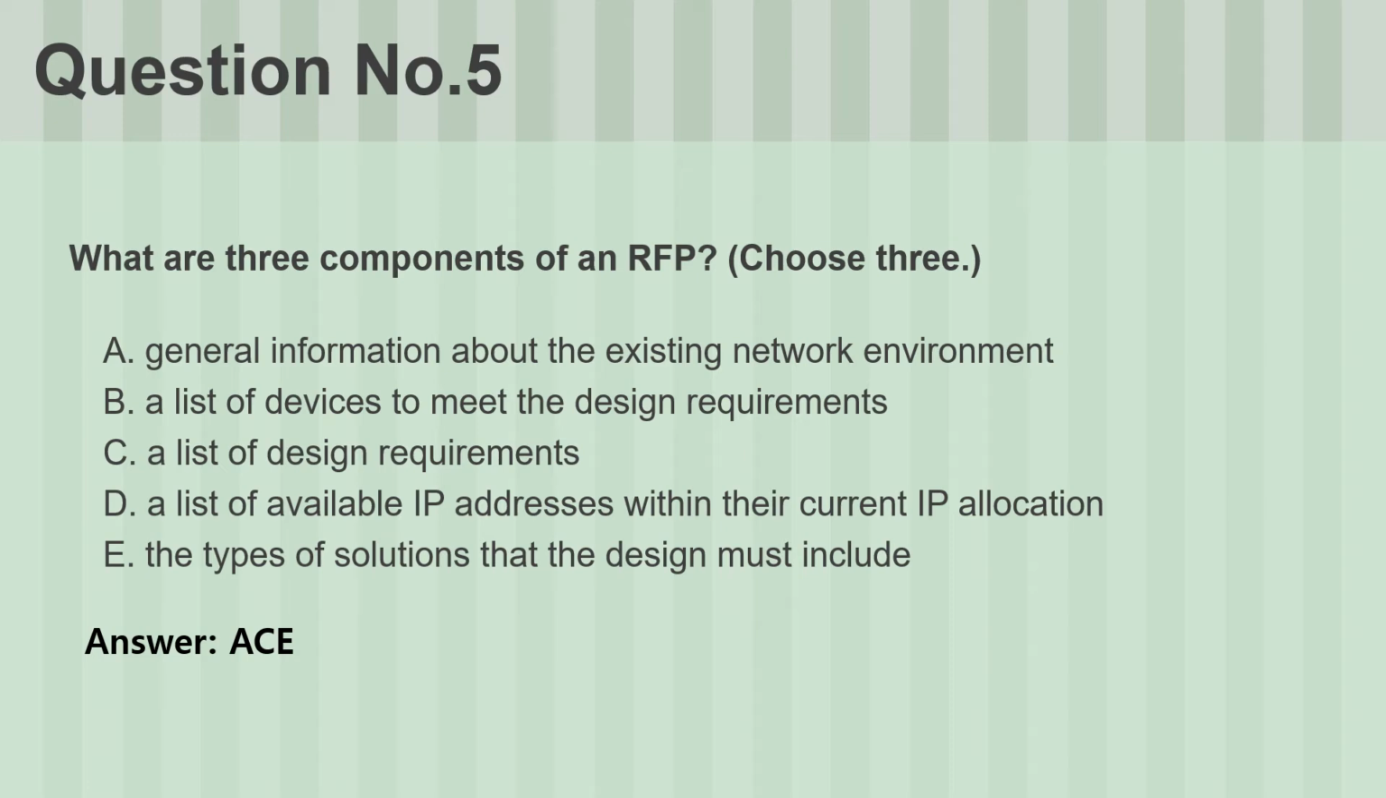Question number 5. What are three components of an RFP? Choose 3. A. General information about the existing network environment. B. A list of devices to meet the design requirements. C. A list of design requirements. D. A list of available IP addresses within their current IP allocation. E. The types of solutions that the design must include. Answer ACE.